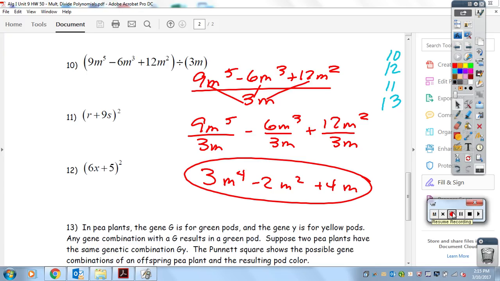I was just told that on the answer key, this was 3m cubed, which obviously means that the answer key is wrong. Hopefully everyone in this class already fixed it, so you guys in block 6 would have no idea. It was 3m to the 4th, not 3m to the 3rd, but that's what the answer should have been.